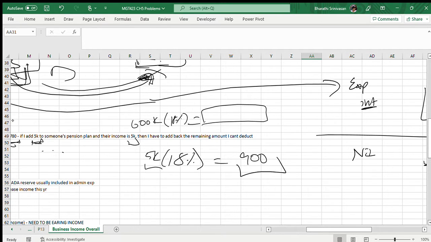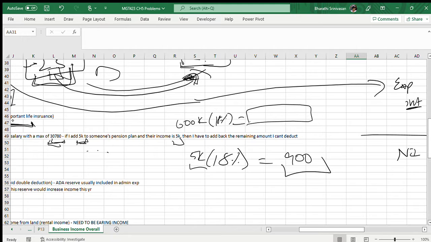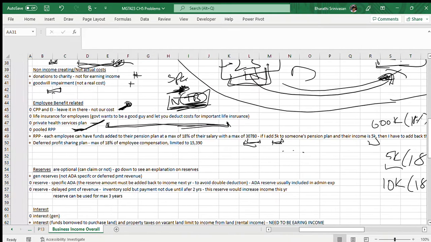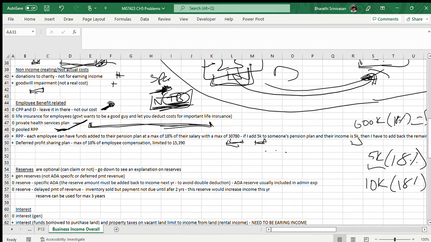This is the maximum amount that a company can deduct as part of their RPP contributions for this employee. And if you have another employee whose income was 10K, then they have a different maximum amount you can deduct. 1800. Oh, smart. Yeah. So similar thing for the deferred profit sharing plan. It's also a maximum of 18%, and this one is limited to 15,390. It's just a different limit.